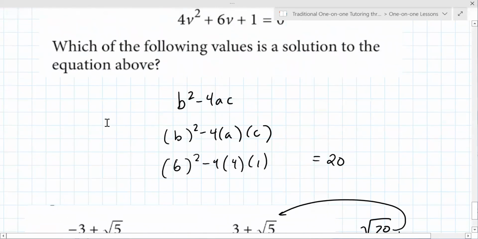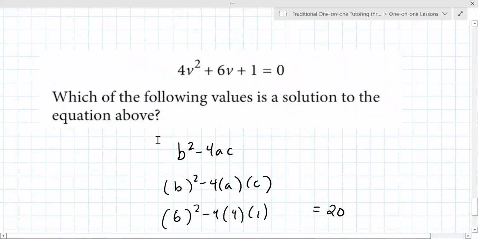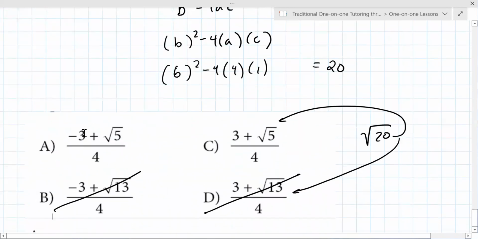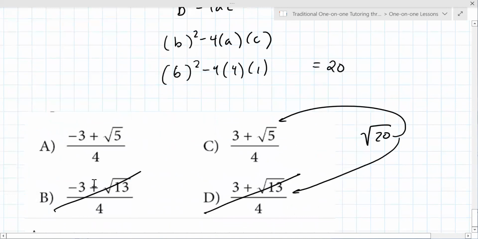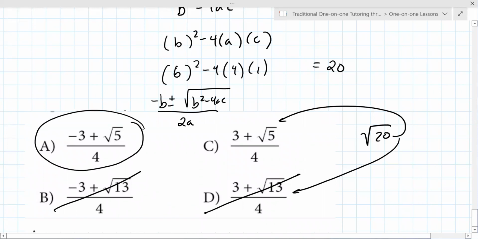Now, just like in the previous problem, you use the b value to differentiate. The b is positive, but you negate the b in the formula. Minus b, plus or minus. Your b is 6, so you negate it, so it would be -3. Okay.